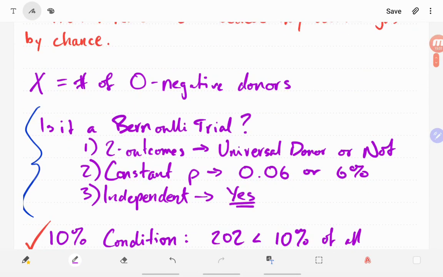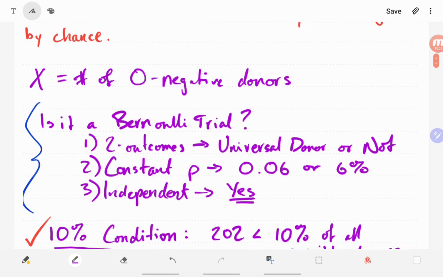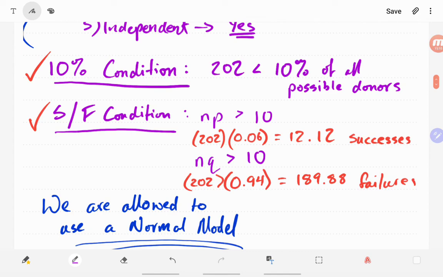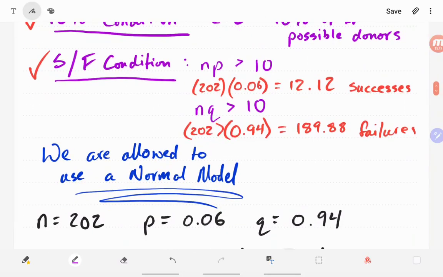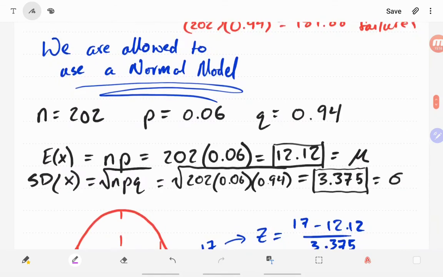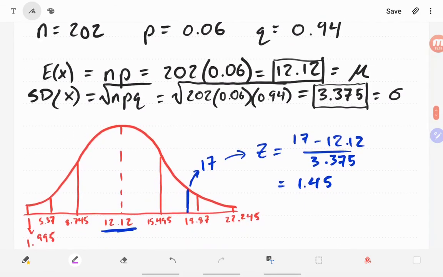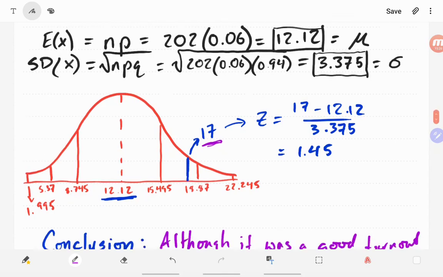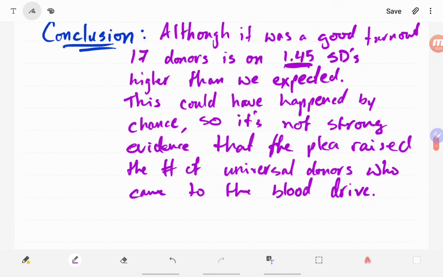So we stated that our random variable was the number of O-negative donors. We walked through whether it was a Bernoulli trial, and had to pass our conditions, the 10% condition and the success-failure condition. We went on to show that we can use a normal model based on all that information, and plotted this data on a normal model. We showed that 17 is pretty good, but it's still within 2 standard deviations. So in conclusion, not very strong evidence, and therefore this is not statistically significant.